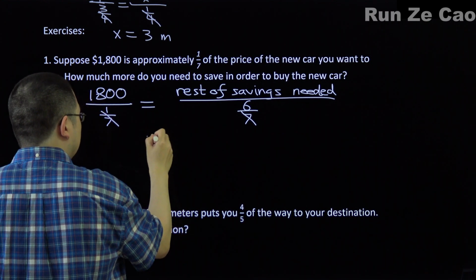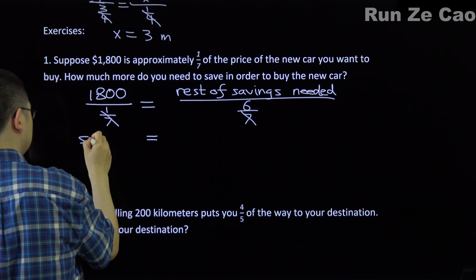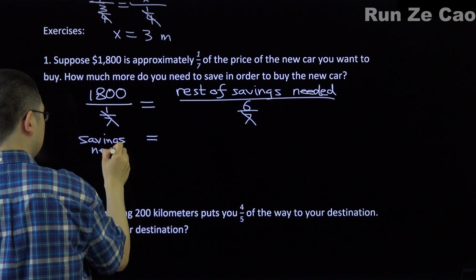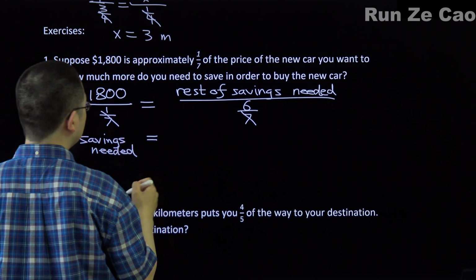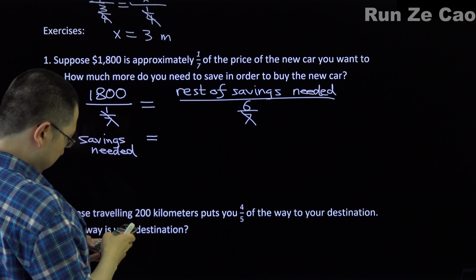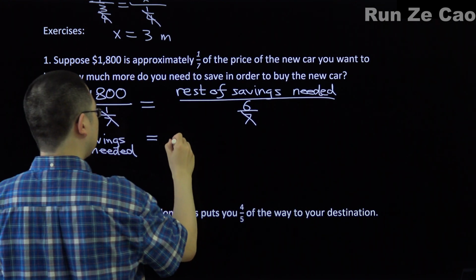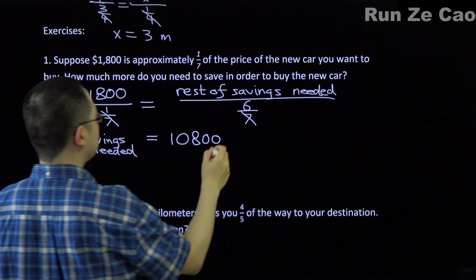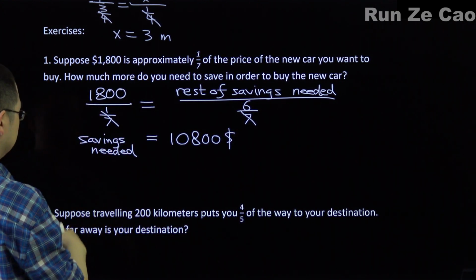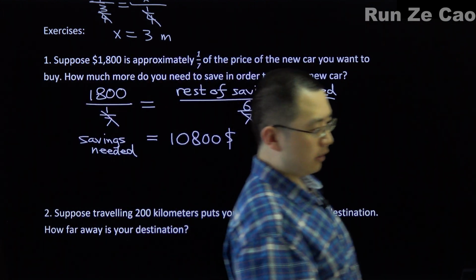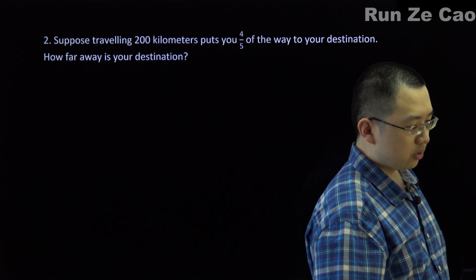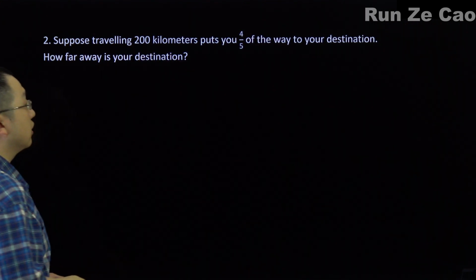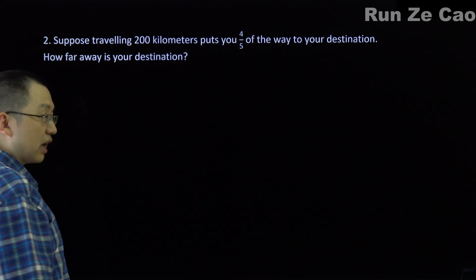So by cross multiplying, savings needed is equal to 1,800 times 6. So 10,800. And this is, of course, in dollars. Okay, suppose you're going traveling. You're traveling 200 kilometers, and that puts you 4/5 of the way to your destination. How far is your destination?